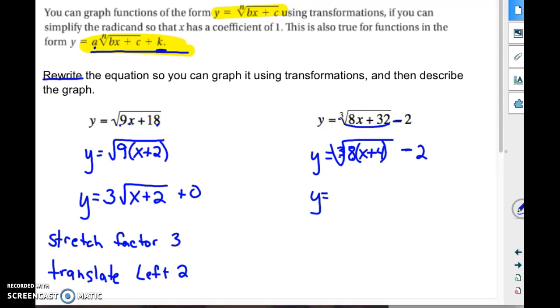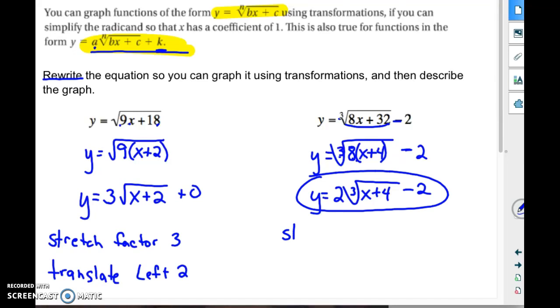The cube root of 8 is 2. This x plus 4 stuff gets stuck underneath. And because there's nothing else with the x plus 4, I don't need the parentheses anymore. And then bring down the minus 2. So that is in standard form. We know we have a vertical stretch factor of 2. And we know we translate left 4 and down 2.